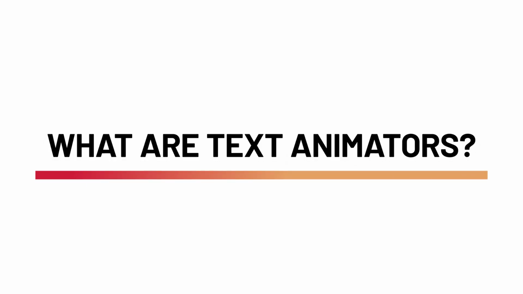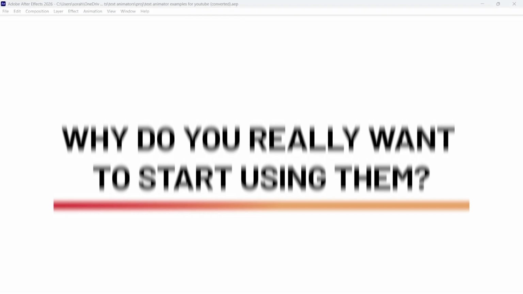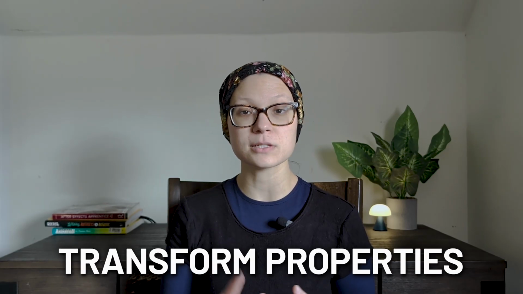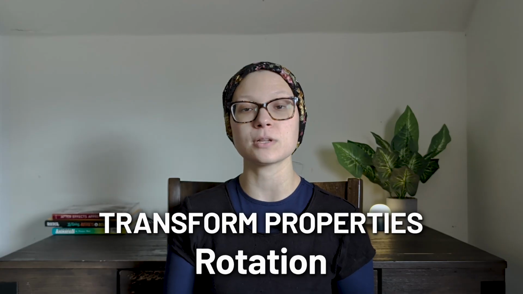So what are text animators and why do you really want to start using them? It's a really powerful tool that After Effects gives you to create beautiful text animations. The text animators let you change your transform properties, which are the position, opacity, scale, rotation, all of those. But what makes it even better, and why I would recommend starting to use this tool, is that it lets you choose whether you want to animate your text by the character, the word, the line, or a single letter. And you can do a few other things to make it really dynamic. If you're ready, let me show you where to start.